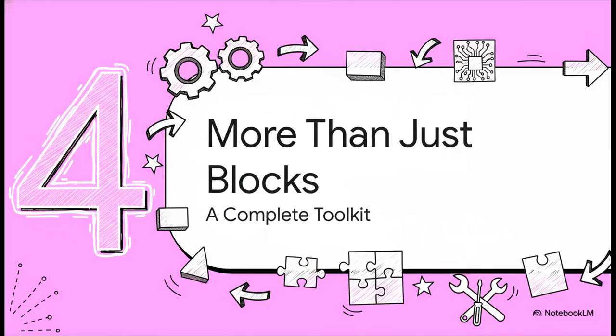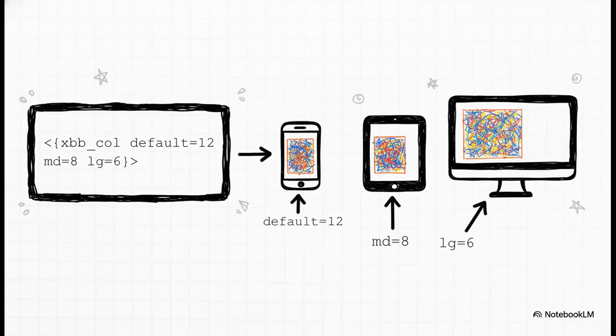But XBB is so much more than just a block library. It's actually a complete toolkit that solves a bunch of other common problems you face when you're trying to modernize a XOOPS site. For example, creating responsive columns. Instead of having to remember and type out all those different Bootstrap classes, you can just use this simple xbcol Smarty function. You define the column widths you want for different screen sizes, and it generates the correct classes for you. Clean and simple.